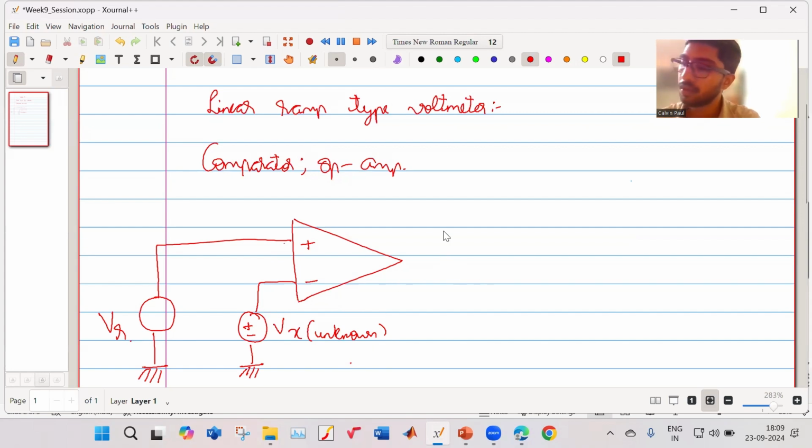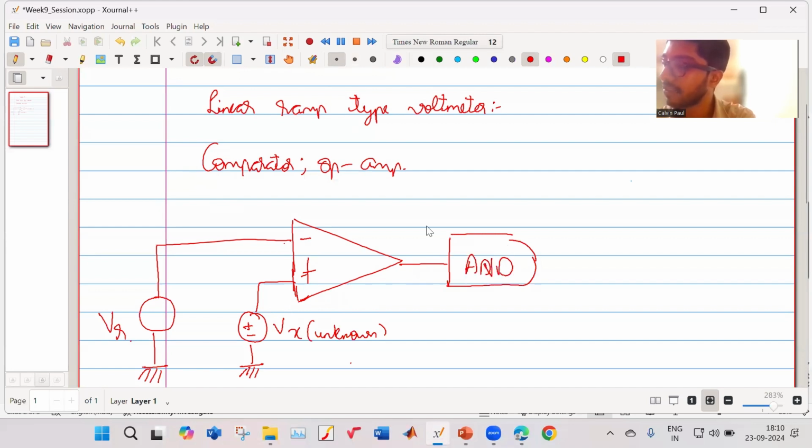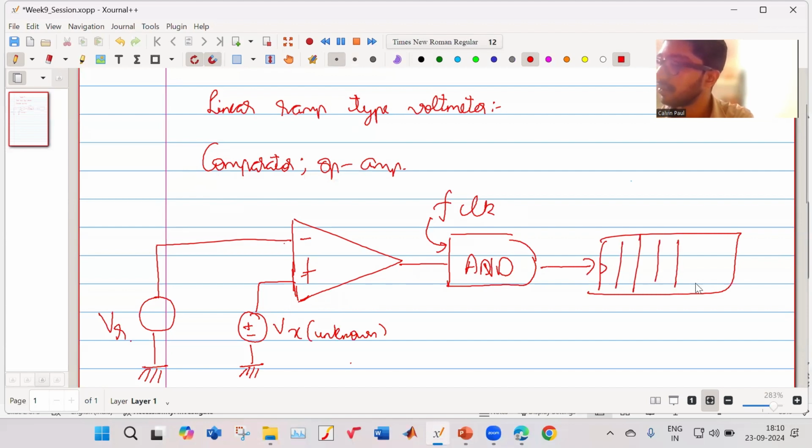So let us change the polarity. Minus, plus. Okay. This goes to an AND gate. Here is a clock, F clock. And this goes to a counter. This is my counter. So this is a very simple logic which we have.